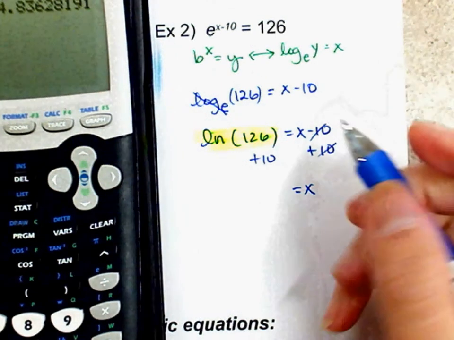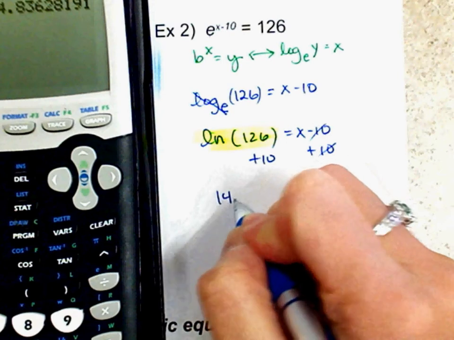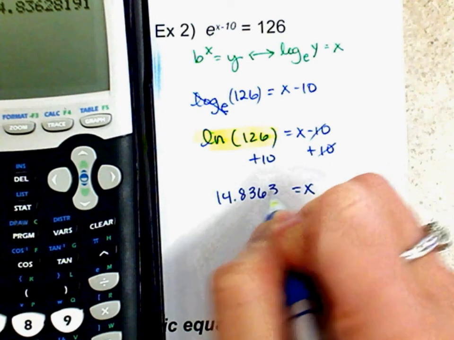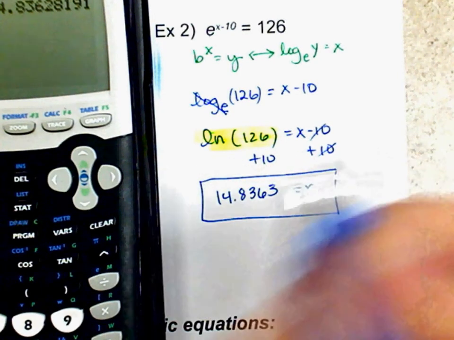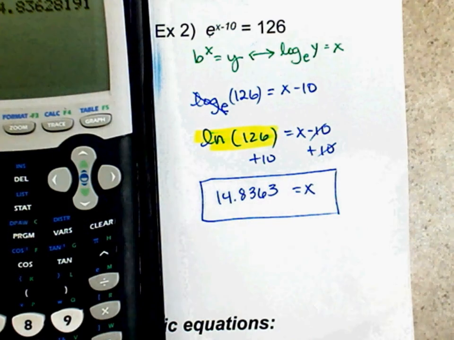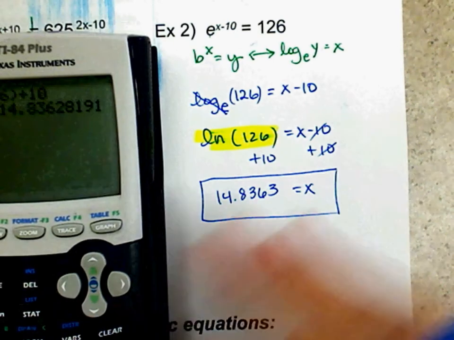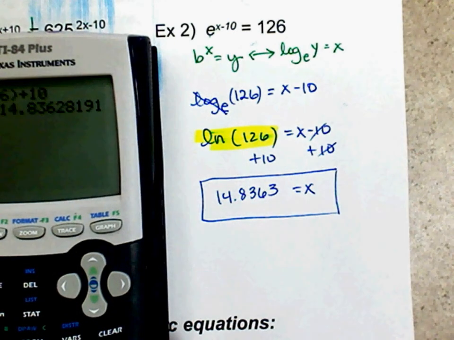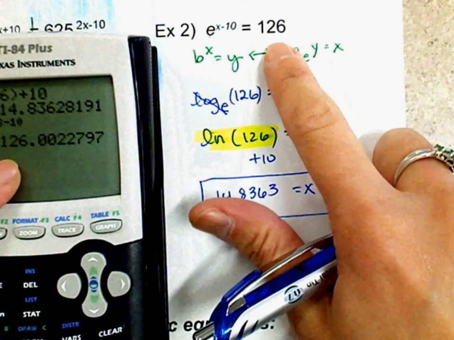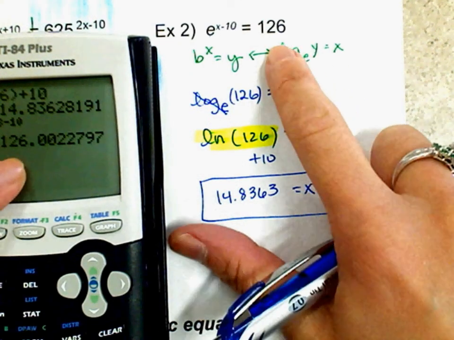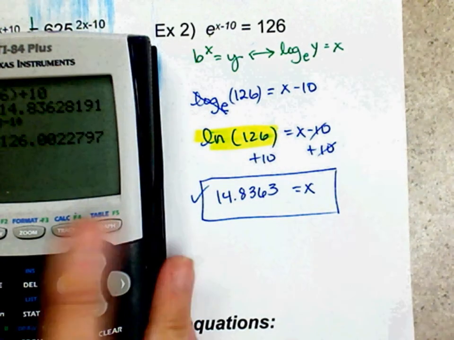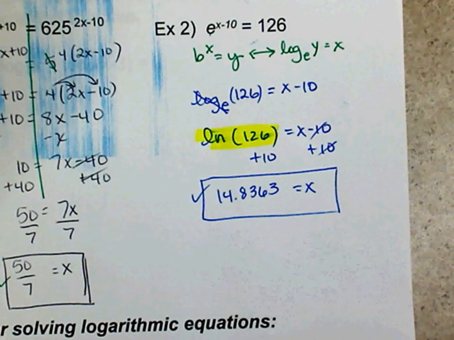X is equal to 14.8363. 4 decimal places, I will be very happy. Okay? Check your answers. It should be close to that. So if you want to, you can go second E to the x, 14.8363 minus 10. See how they're close to each other? Since this was an estimate, this is close. So there you have it. All right. I will be back with the part 2. So this was more like part 1.